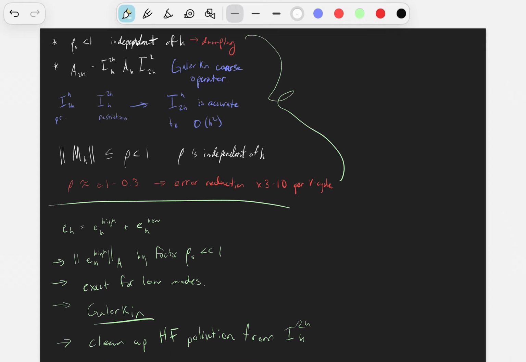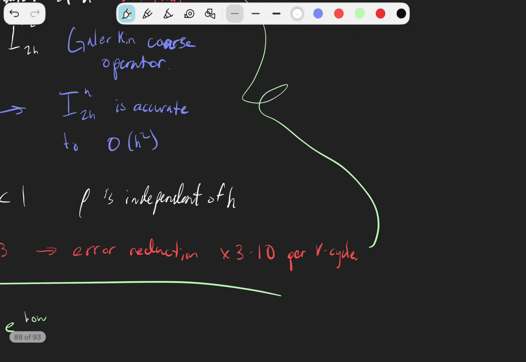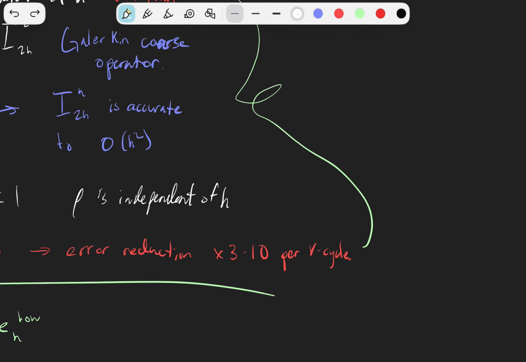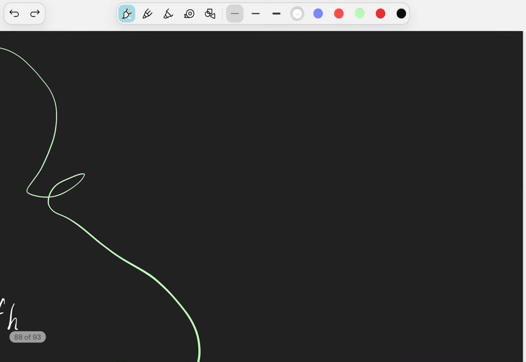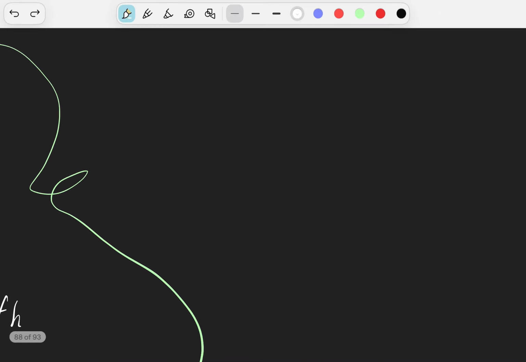So what do I mean by V cycles? I said per V cycle. Well, let me show you what a V cycle is. I'm going to just draw it out. It's not super hard to understand.